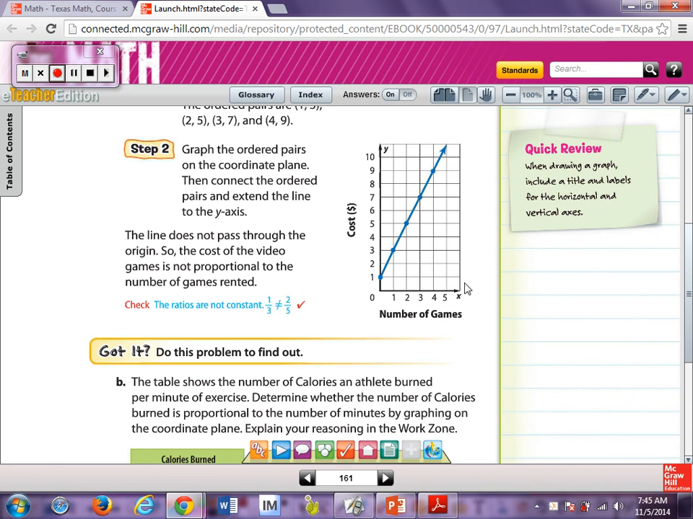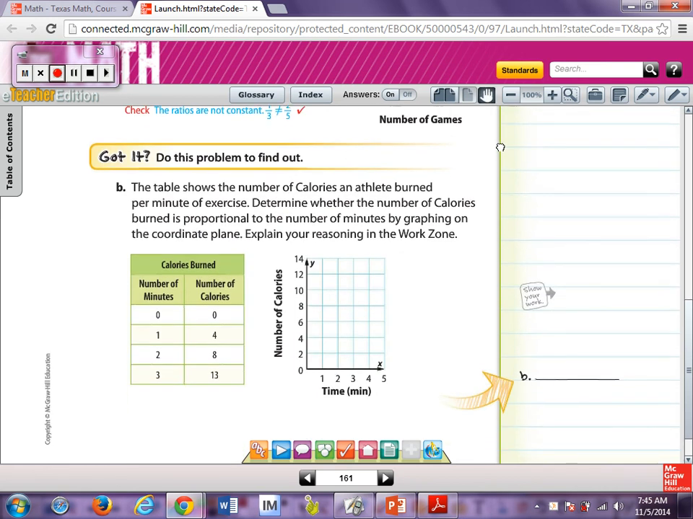So let's go ahead and move on up to the got it. And I want you to go ahead and work on these on your own or with your group. If you have any questions, please feel free to raise your hand, and we'll see what we can do to help you. After this, let's go ahead and we'll move on to the next page.